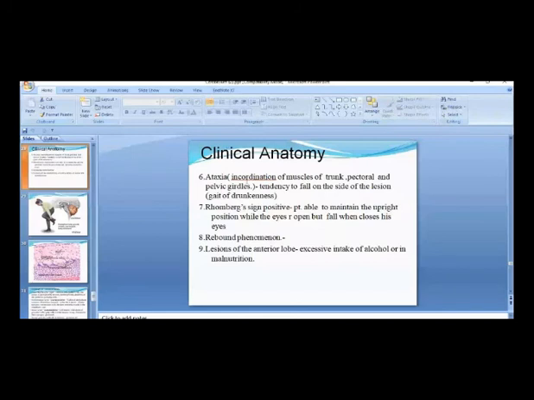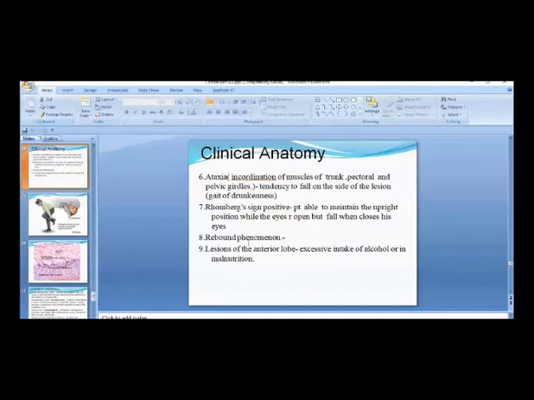Another is ataxia, incoordination of muscles of the trunk, pectoral region, and pelvic girdle. There is a tendency to fall on the side of the lesion, called the gait of drunkenness. Another very important one is Romberg sign positive. The patient will be able to maintain an upright position when the eyes are open, but when the eyes are closed, the patient will fall down. This is called Romberg sign positive. This is again a question.